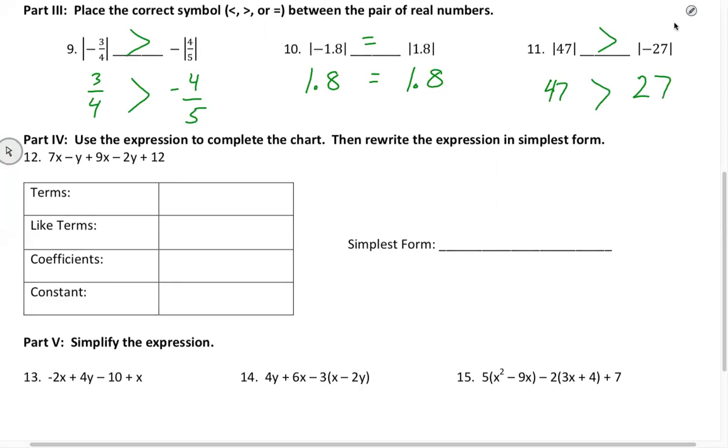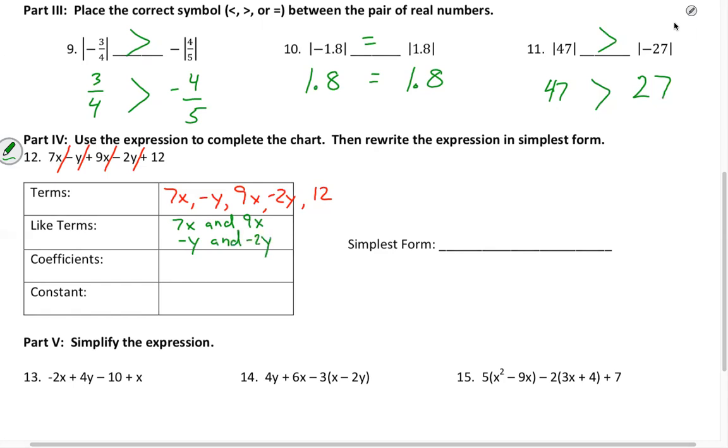Now here, you got to complete the box. It says terms. Well, if we divide this up where there are addition and subtraction signs, you get your terms. So they're 7x, negative y, 9x, negative 2y, and 12. Now it says like terms. These are going to be the ones that have the same variable. So that's 7x and 9x. Then we have negative y and negative 2y.